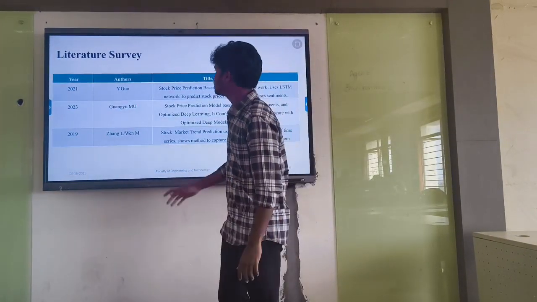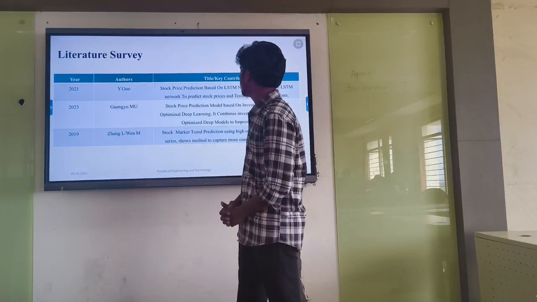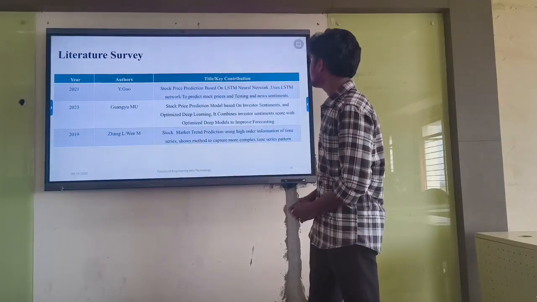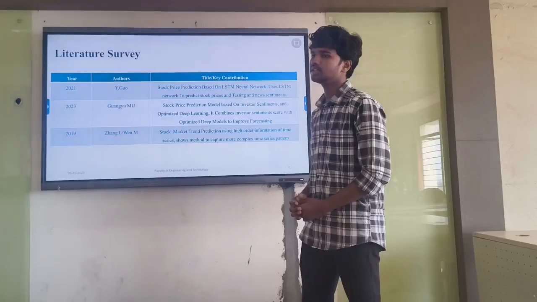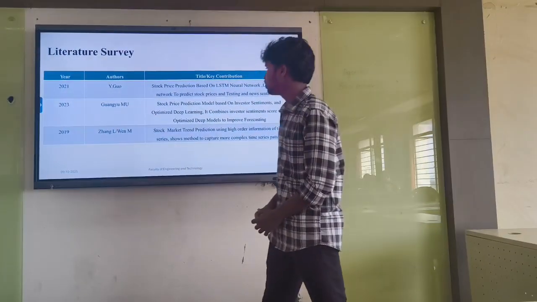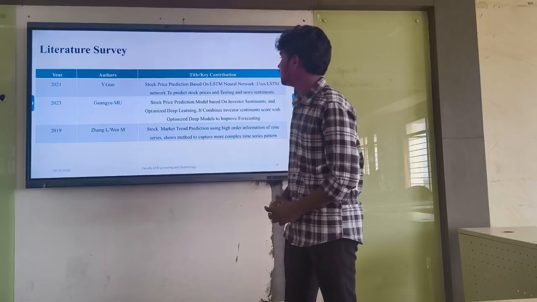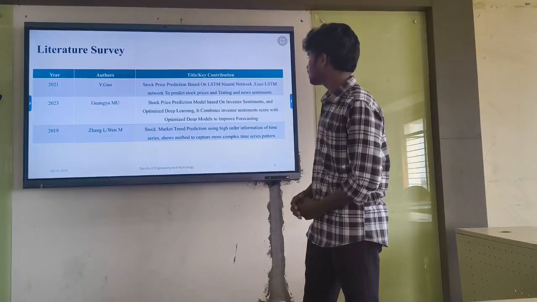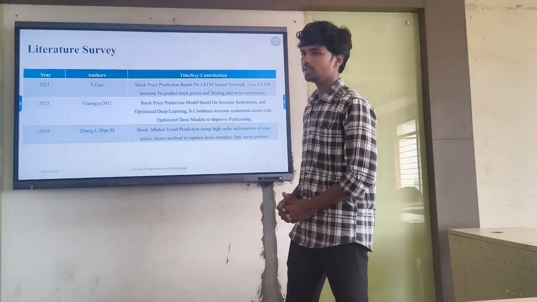So this is the literature survey. In 2021, an author built a stock price prediction model based on an LSTM network to predict stock prices and test news sentiments. In 2023, an author predicted the model using investor sentiments and optimized the deep learning to improve the forecasting.